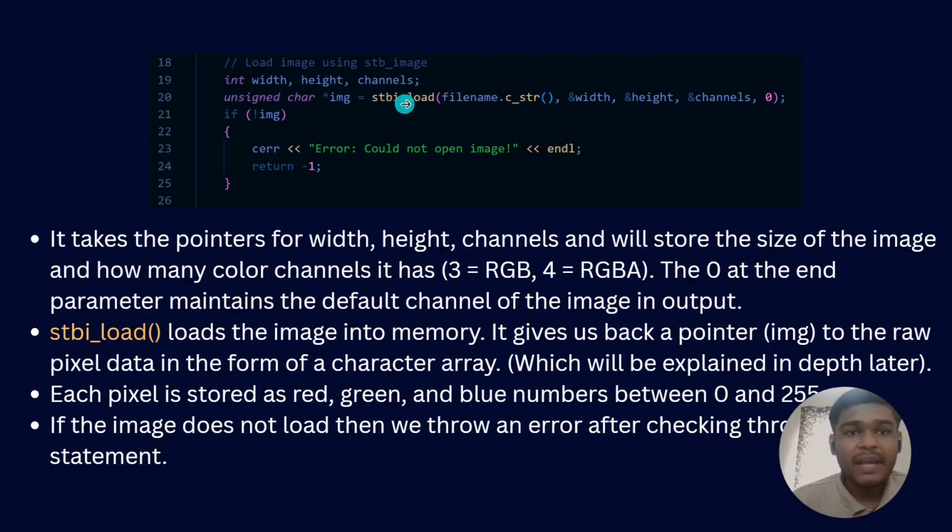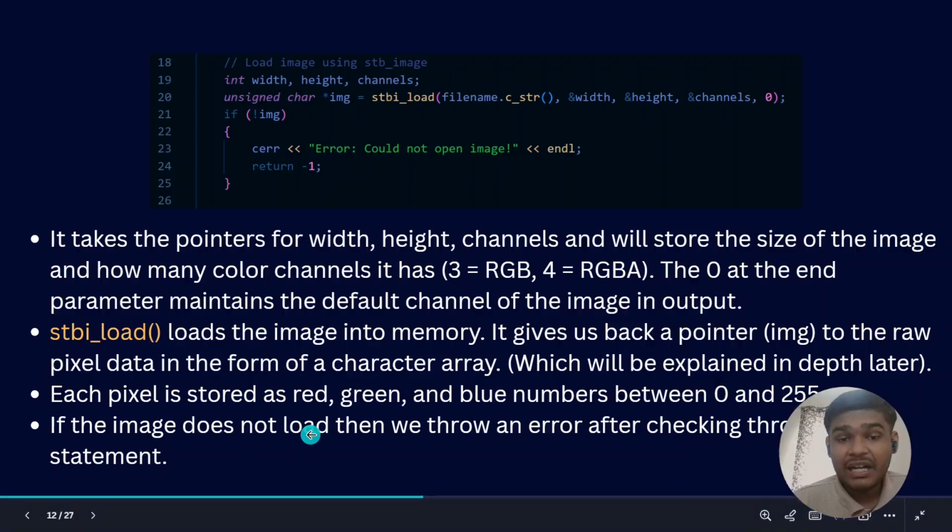So here the STBI load library function takes the file name as an input, then it takes a pointer to the width variable, height variable, channels variable, and 0 as a parameter at the end to maintain the original image. When we get the array, each pixel is stored as red, green, and blue numbers between 0 and 255.